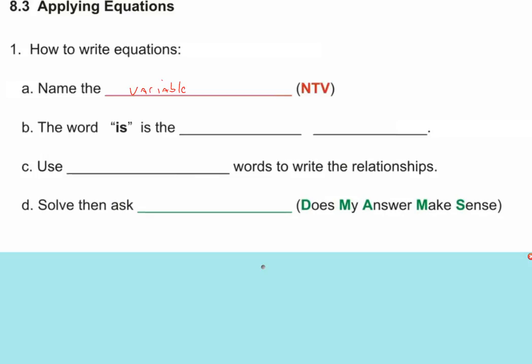The word is the, somebody raise your hand and tell me if you know what goes in those blanks. Nia? The equal sign. So the word is the equal sign. All right, use blank words to write the relationships. Anybody know what goes in that blank? Use blank words to write the relationships. Help you out, it begins with an O.